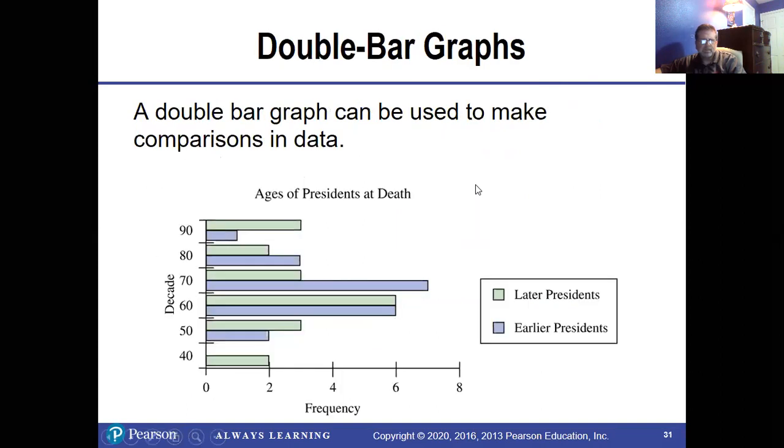Okay, double bar graphs. Double bar graphs will have 2 bits of information. Again, here you have the frequency. Later presidents is in light blue. Earlier presidents in darker blue. Now, if it was me, I would do 2 different colors. It looks better. Or you don't have to do colors. You can do little symbols inside. But in a double bar graph, you're comparing the 2 different categories with their frequency. So you can connect those categories together.